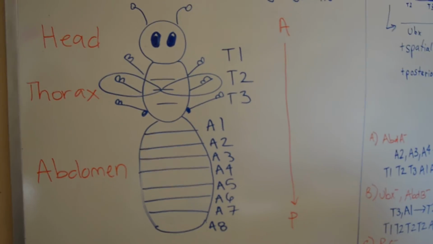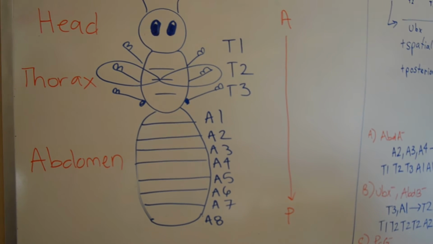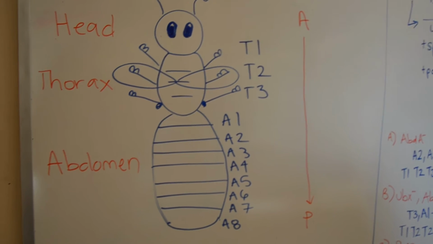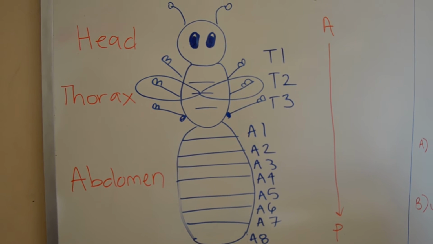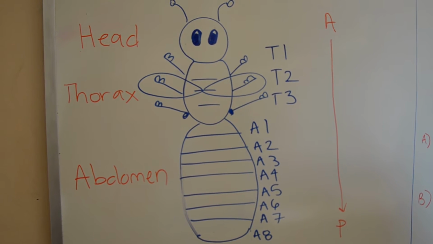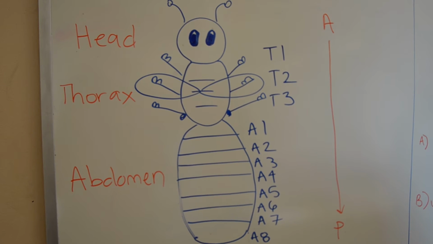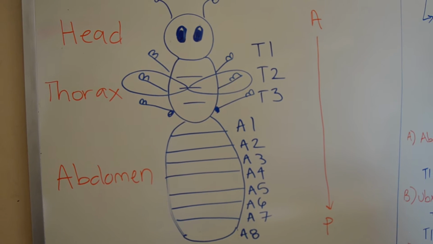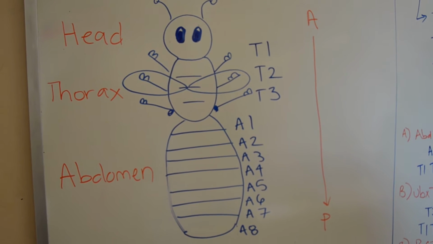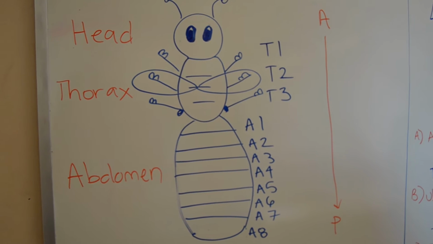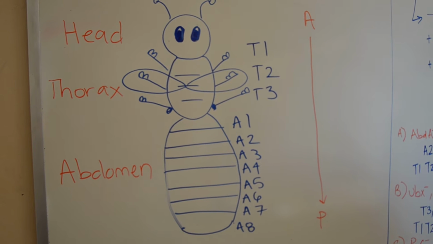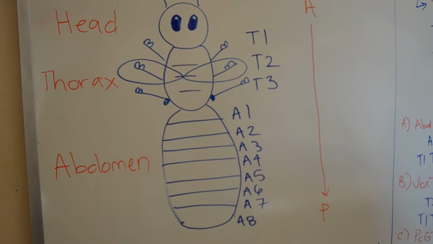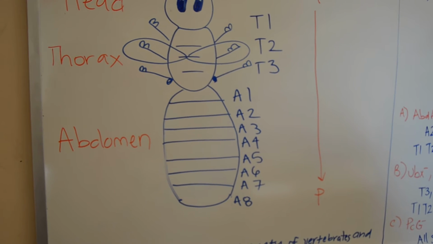The head has three parasegments, C1 to C3, which fuse together, which is why it's not seen in the image itself. But the head also has the antennas. Then we have the thorax, which is further divided into three parasegments: T1, which has the legs, T2, which has legs and wings, and then T3, which has the halteres used for balance, and legs. The abdomen is further divided into 8 parasegments.